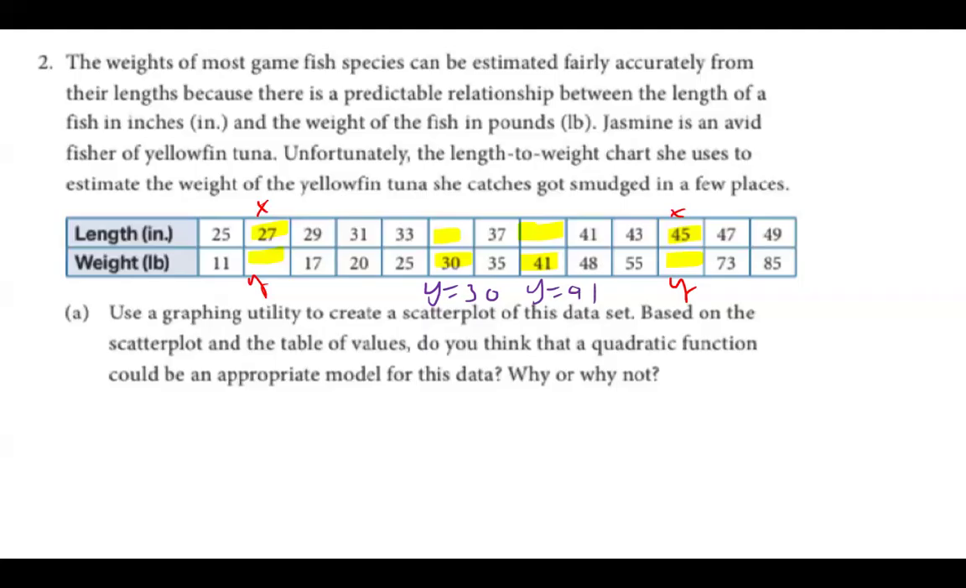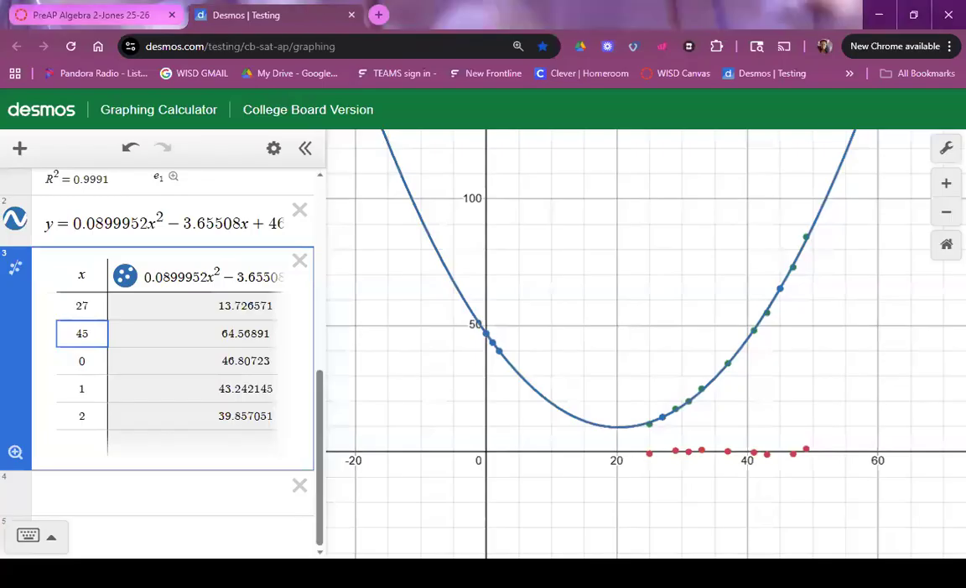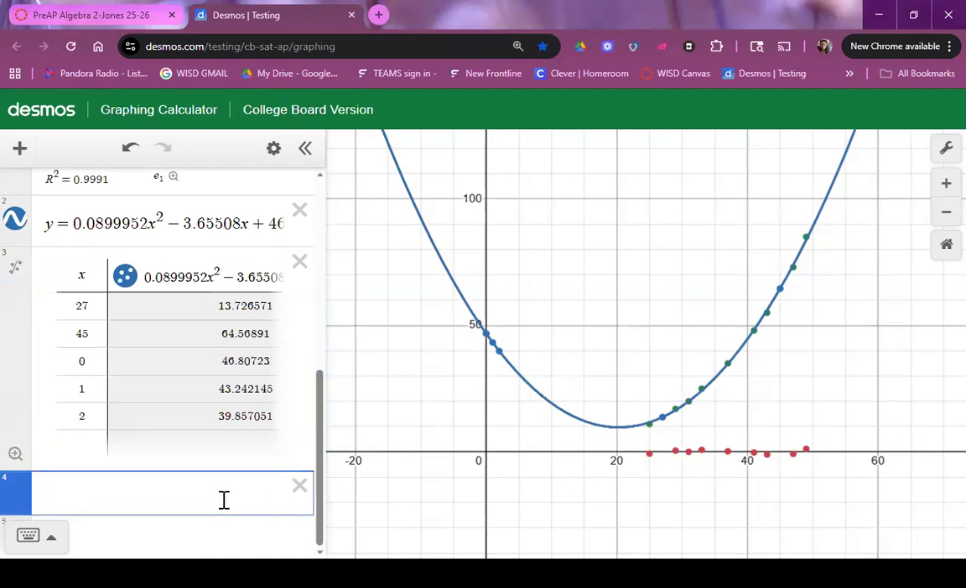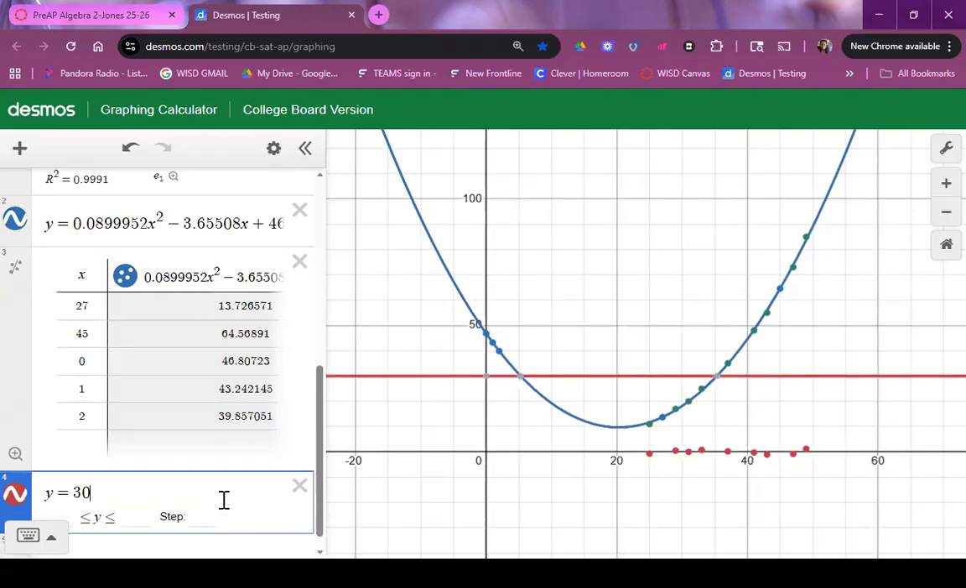So we're going to go back to our graph and we're going to come over here and type in the y value we want. We want y equals 30. Okay. So when I type in y equals 30, notice that it gives me two possible answers. One here at 5.26 and then one here at 33.32.